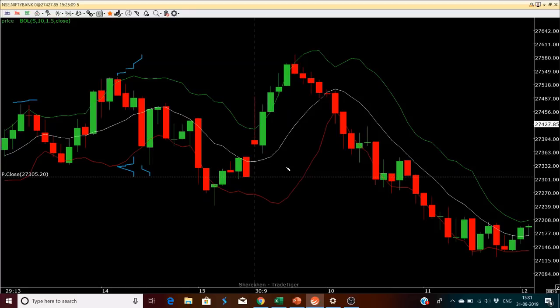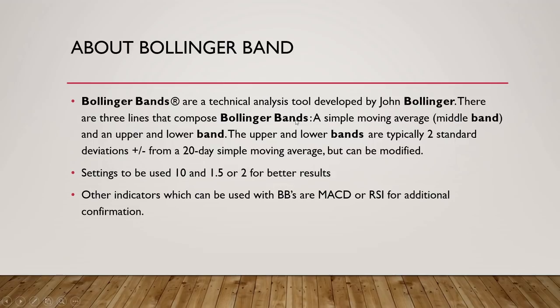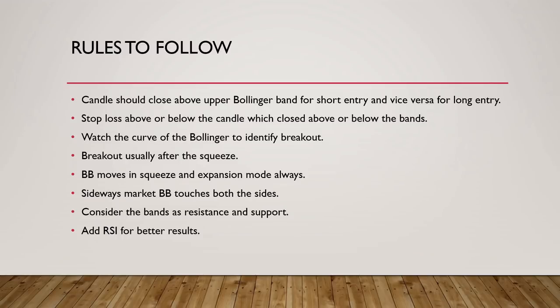So I'll take you to the rules page now. I'll take you back to my presentation where you can understand what are the rules we need to follow. So the rules to be followed are that the candle should close above the upper Bollinger Band for a short entry and vice versa for a long entry, which I've explained. Stop loss above or below the candle which closed above or below the bands. So you need to take an entry on the next candle and always place your stop loss above if you're shorting and stop loss below if you're taking a long entry. And watch the curve of the Bollinger Band to identify the breakout, which I just explained to you: you need to look at the upper Bollinger Band and lower Bollinger Band when the price is closing above the upper or lower Bollinger Band. You need to see if the Bollinger Bands are going away from each other, then there is a possible breakout which is going to happen.